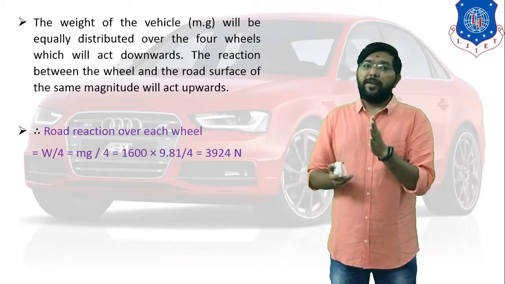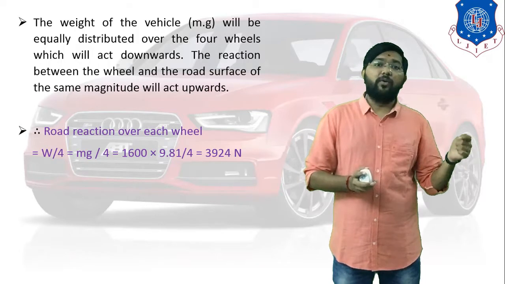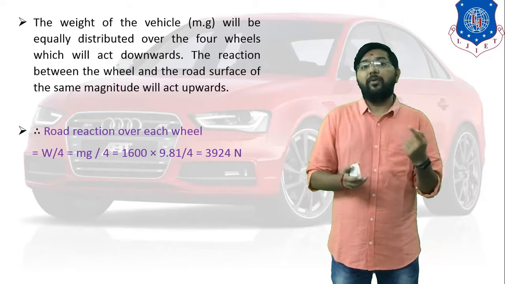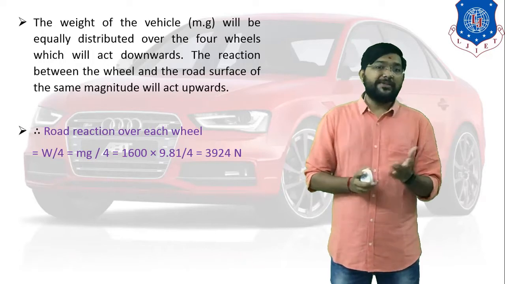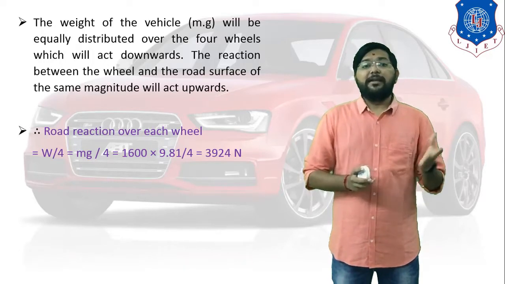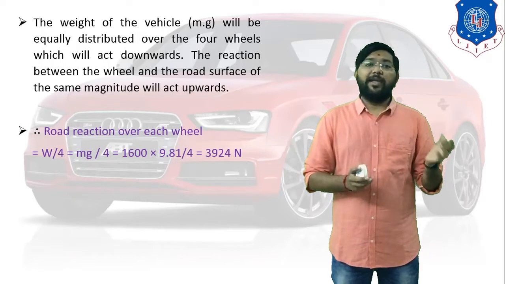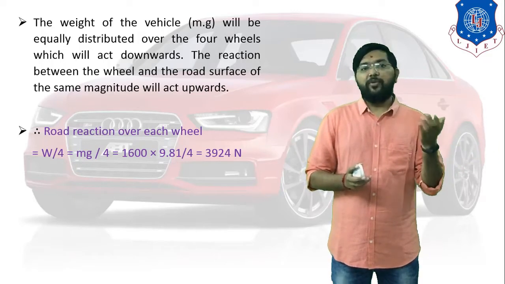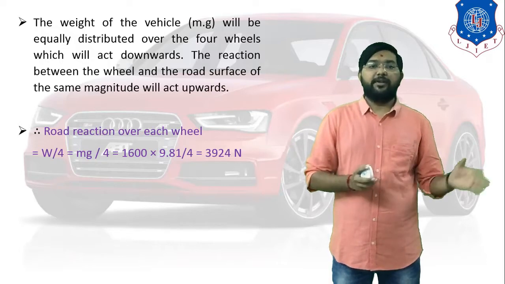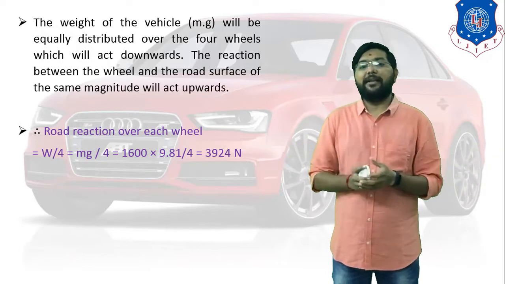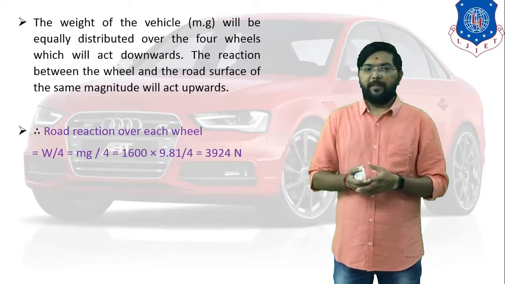So W is equal to mg, but if you want to find the weight on each wheel, then you have to calculate W by 4. So the road reaction over each wheel, that is W by 4, is equal to mg by 4. Now we have the value of m and g. Put this value over here. Based on that, you can find the value of reaction over each wheel, that is 3924 Newton.